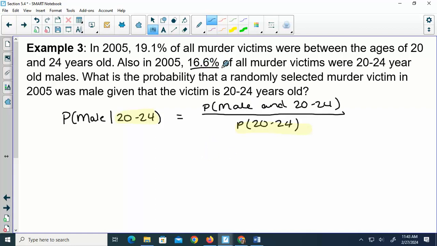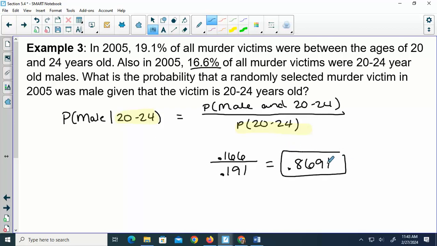All right, do I know how many were male and 20 to 24? 16.6. Okay, so I'm going to say 0.166, divided by how many were 20 to 24? 0.191. You get 0.8691.